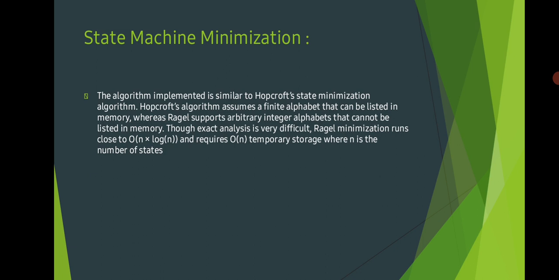State machine minimization. The algorithm implemented is similar to the Hopcroft state machine minimization algorithm. The Hopcroft algorithm assumes a finite alphabet that can be listed in memory, whereas Ragel supports arbitrary integer alphabets that cannot be listed in memory. Though exact analysis is very difficult, Ragel minimization runs close to Theta of n log n order and requires order n temporary storage, where n is the number of states.